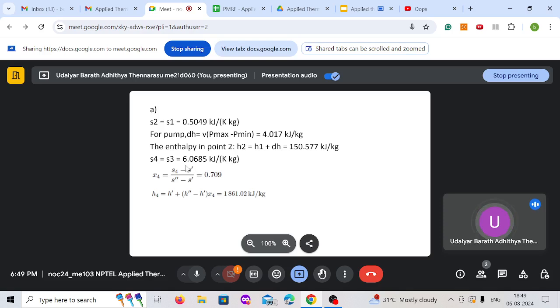So using this, we can find out the enthalpy at the exit of the turbine, which is H4, which equals H dash plus (H double dash minus H dash) into X4. So this comes out to be 1861.02 kilojoule per kg.